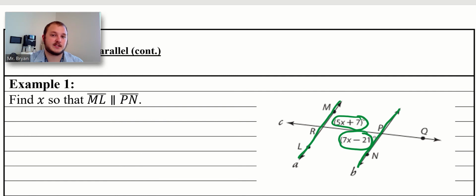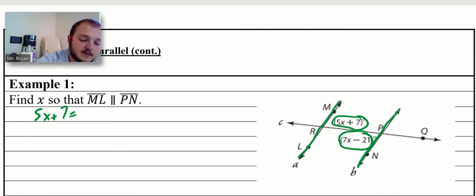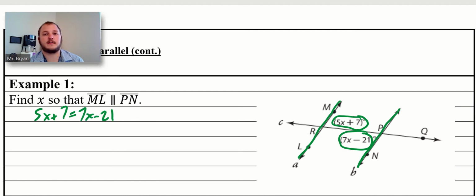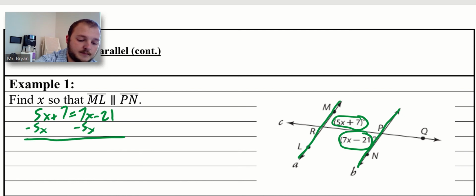So that's exactly how I'm going to set up my equation, as if they should be equal, or congruent. So 5x plus 7 should equal 7x minus 21. And whatever I find for x here, if that was actually x, then that would show that these lines are parallel. So once we have this set up, we're going to solve like normal. I know I have 5x on both sides, so I can subtract that. When I do that, I'm left with 7 equals 2x minus 21. Continue to solve, add 21 to both sides.